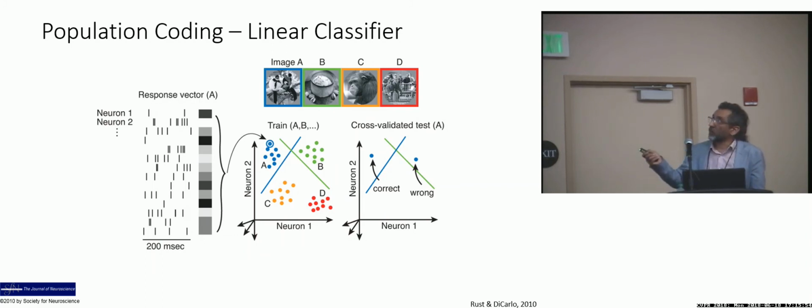And then, of course, you can train a linear classifier to determine what's in category A, and then test it with additional trials you hadn't recorded from before to see what your performance is like, but I'm not going to get into that.